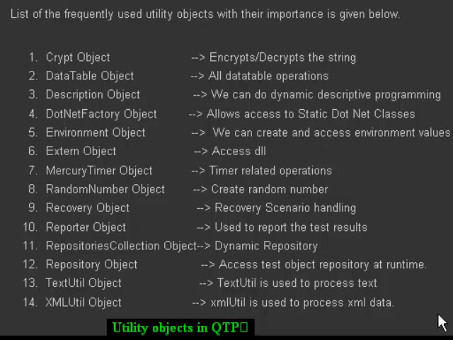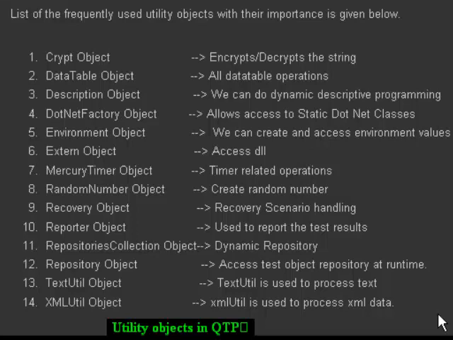And similarly, we have a Description object. This is very important. This is used for dynamic descriptive programming. This can be a very useful object when you don't want to use the object repository, or when it is not feasible to store the objects in the OR. We can use this Description object.